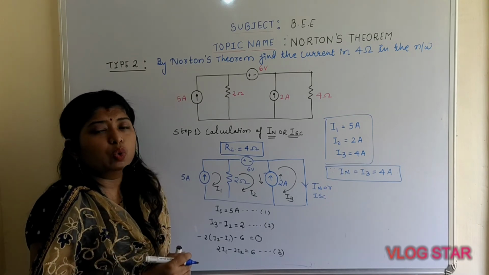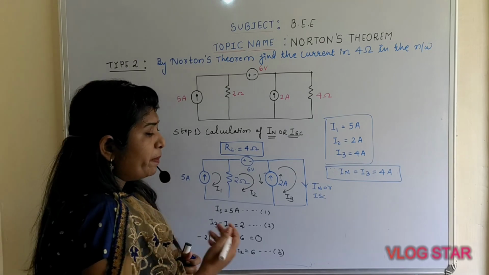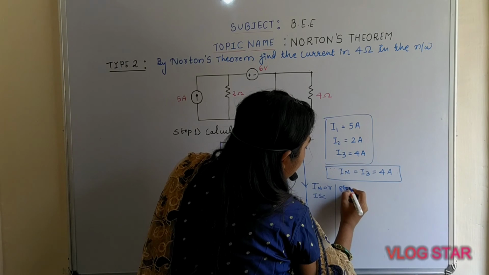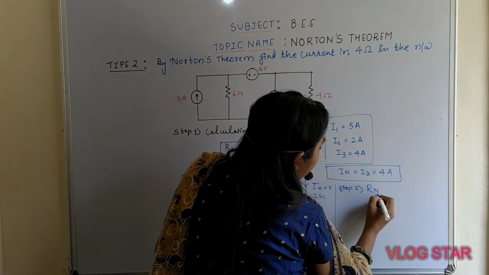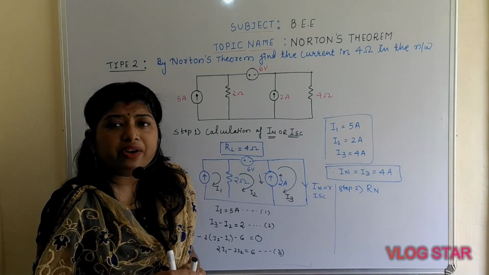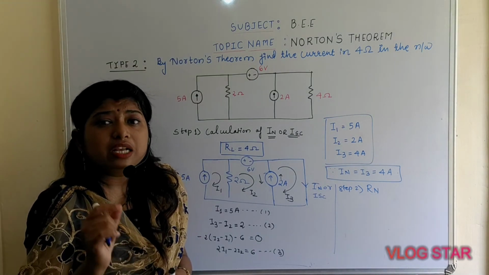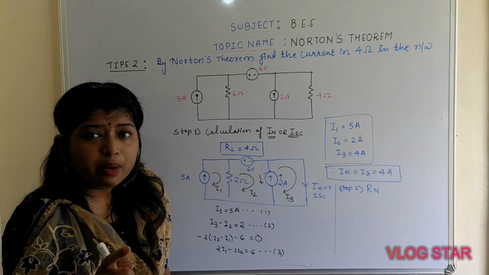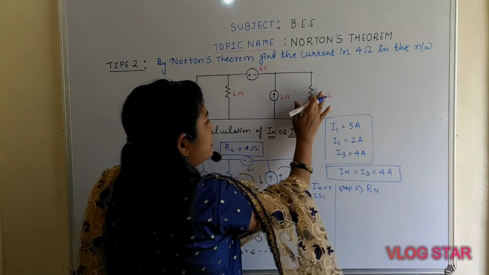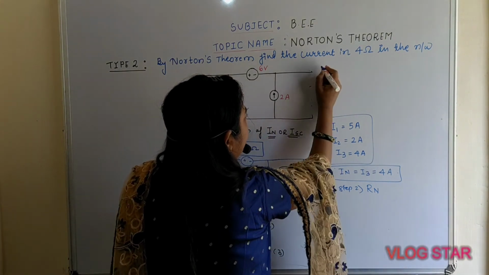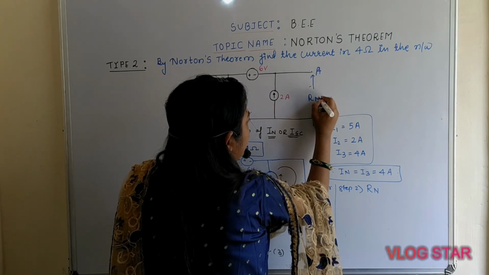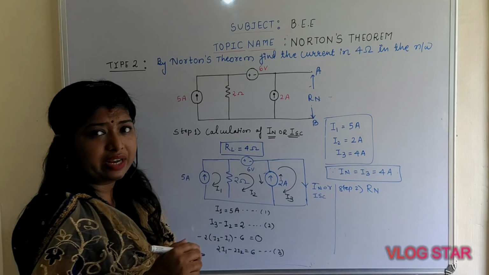Coming to step number 2, what do you need to calculate? You need to calculate Norton equivalent resistance. What is the procedure to calculate Norton equivalent resistance? You have to replace the load resistor by an open terminal, and across that open terminal you need to assign Rn. So let's consider this is point A and this is point B. Across this open terminal we have to calculate the Norton equivalent resistor.